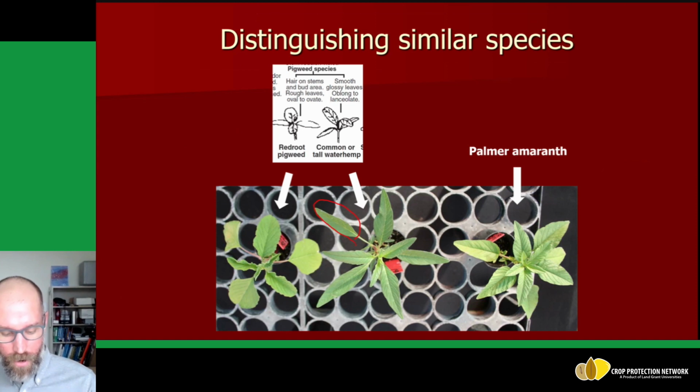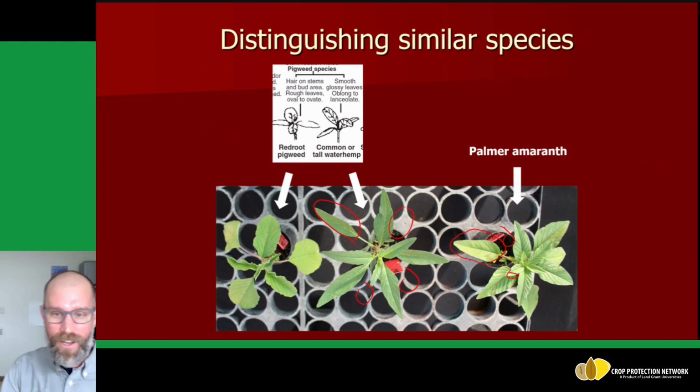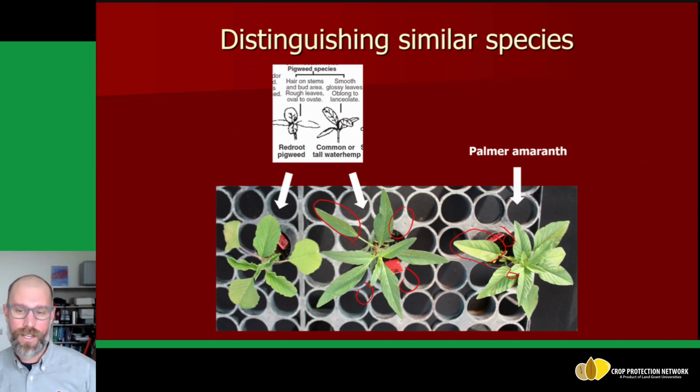So water hemp often has narrower leaves, whereas Palmer has more of these almost egg-shaped leaves. When you look down on top of a water hemp plant, you can see a lot of gaps as you look at how the leaves are arranged around the stem, relative to a Palmer plant, which has a lot more leaves filling in those gaps, and so it has a denser canopy.